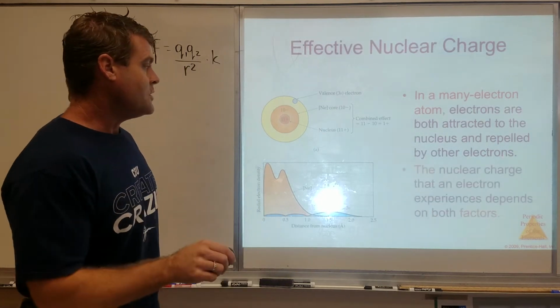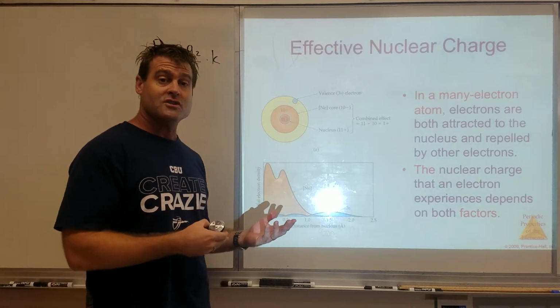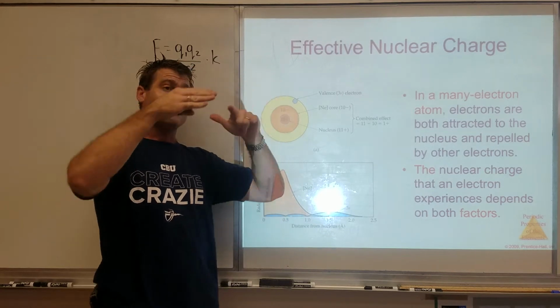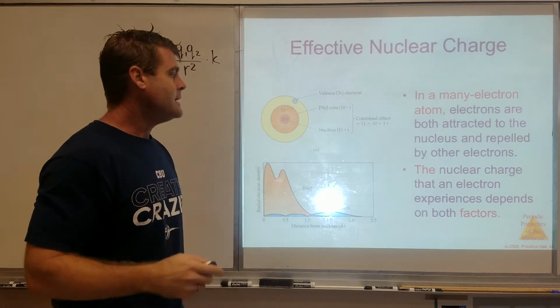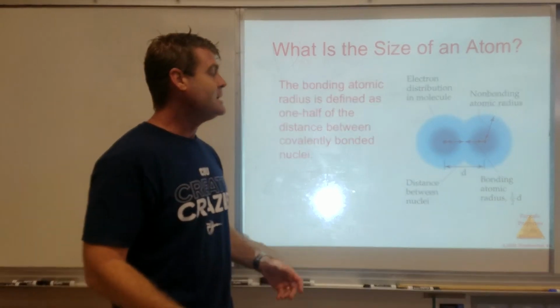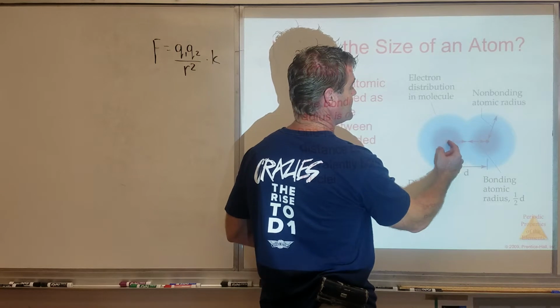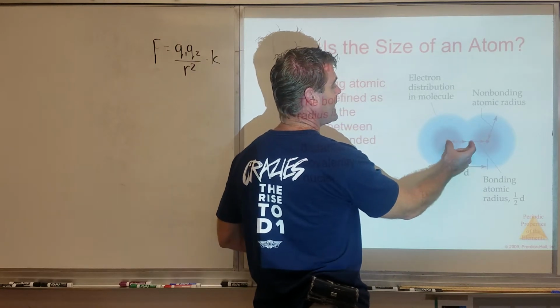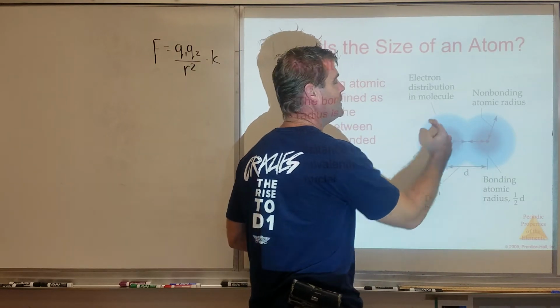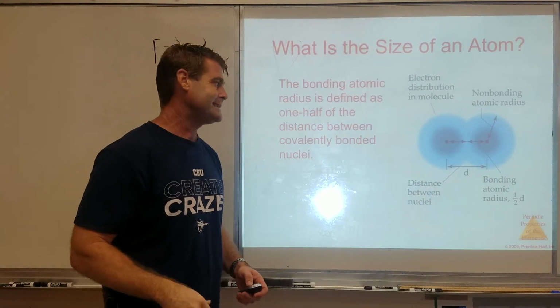Okay. The nuclear charge that an electron experiences depends on both its attraction to the nucleus and also the repulsion due to other electrons in its vicinity. You guys were talking about the size of an atom, or atomic radius. How that's measured is, if we saw two atoms bound together, we would basically take the distance between the two nuclei and then we would just halve it, and that's what we would use to define atomic radius.